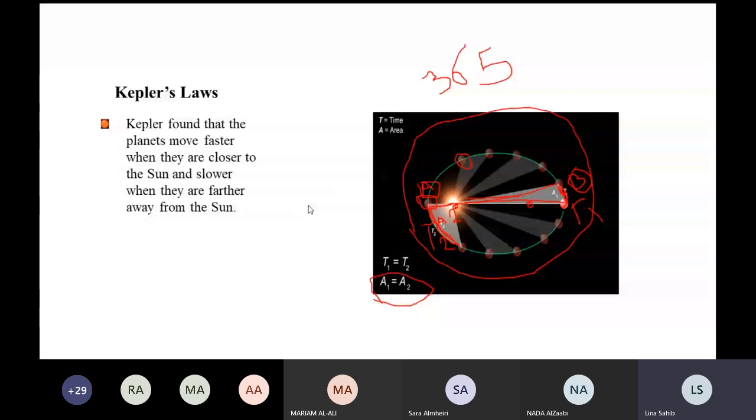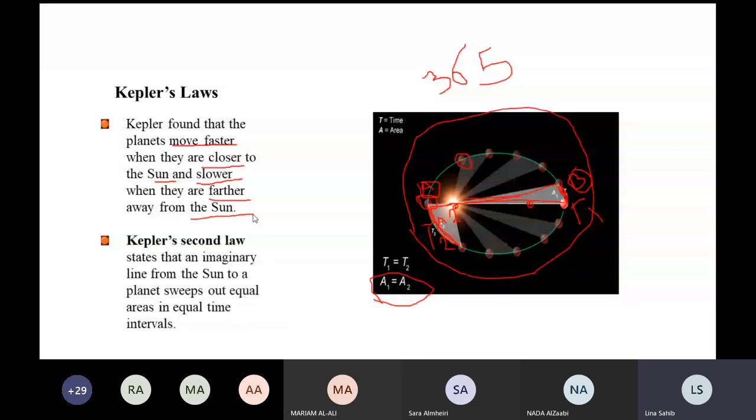Kepler found that planets move faster when they are closer to the sun and move slower when they are farther from the sun. So when I ask you about Kepler's second law, you will tell me this information, and you will talk about the imaginary line.